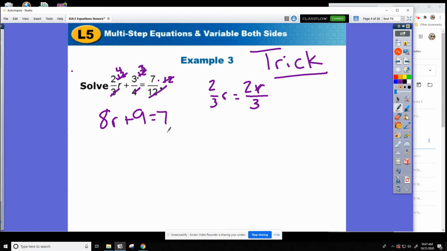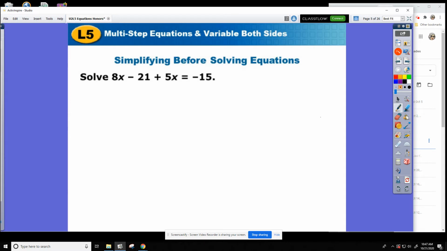Now we do our 2 steps. Subtract 9, -2, and divide by 8. So r equals -1/4, which is -2/8. Even if you just have one thing as a fraction, you just multiply everything by the denominator. Okay, so those are 2-step.